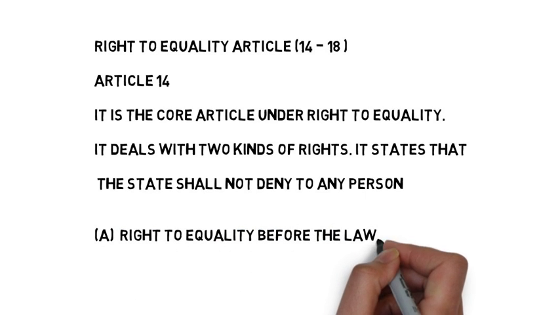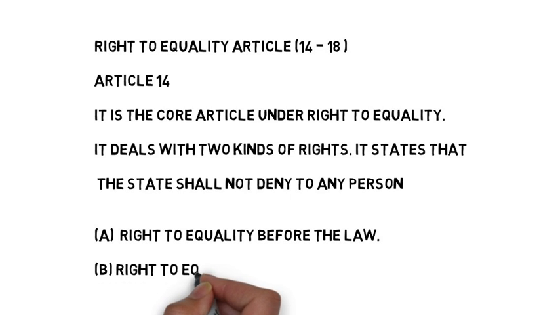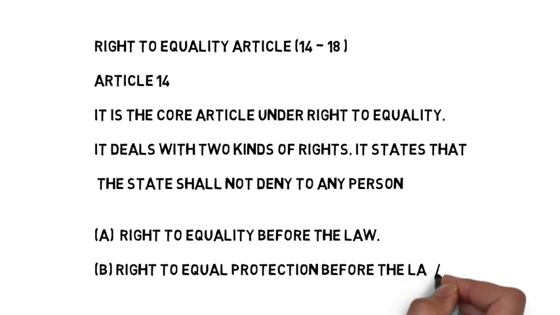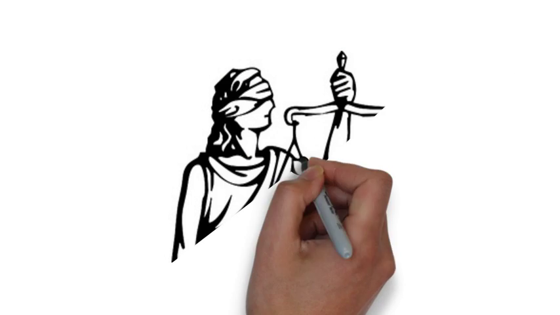It deals with two kinds of rights. It states that the state shall not deny to any person, first, a right to equality before the law, and second, the right to equal protection of the laws. Now there is much confusion between these two rights and we will try to understand each one of them.